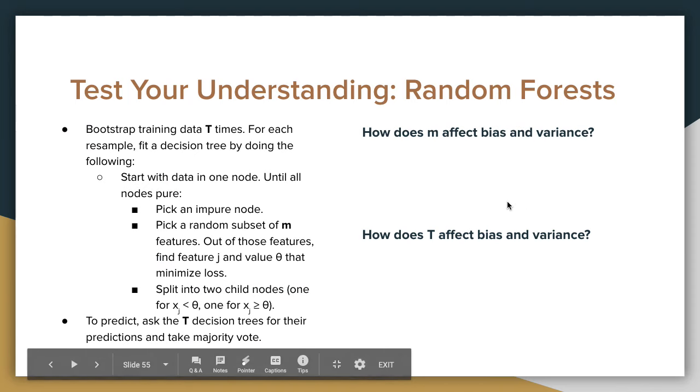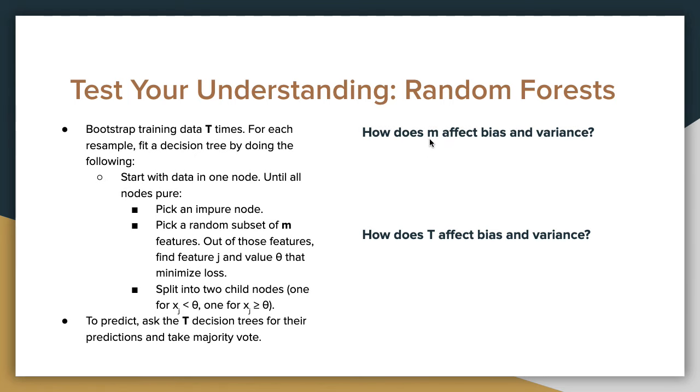Okay, I think I forgot to put the answer in the actual slides, but the idea here is that M is the number of features that we're using to train each tree, right? So if we use more features, then each tree is going to look more like the decision tree we had previously that was overfitting. So if we use more features, we still overfit, and that means we have high variance. And conversely, that also means we have lower bias because we're overfitting essentially to our training data. Okay, any questions about how M affects bias and variance?